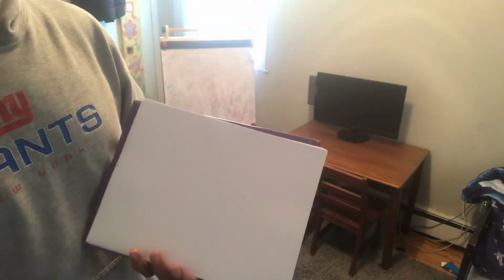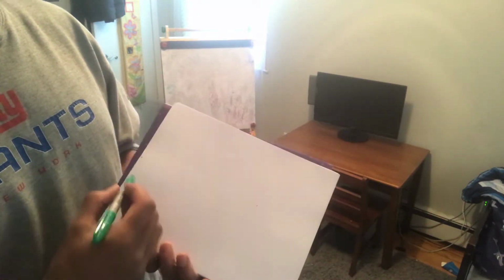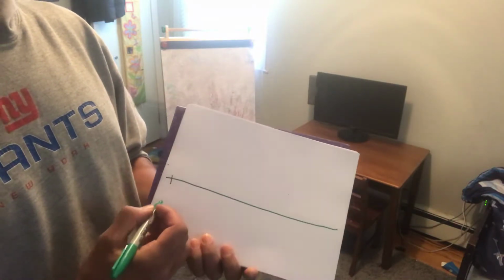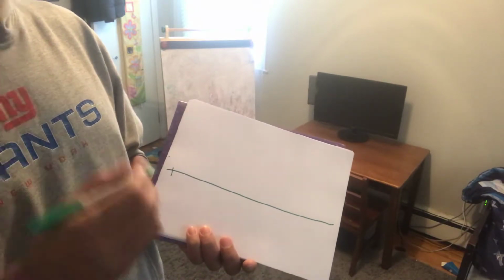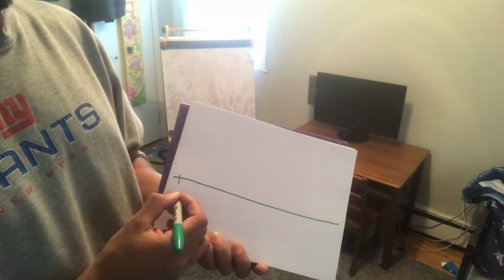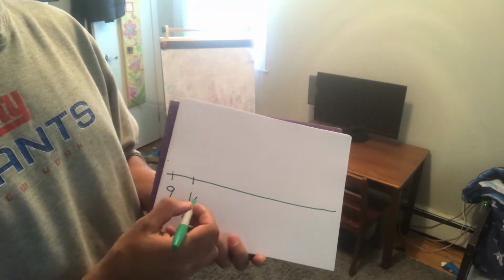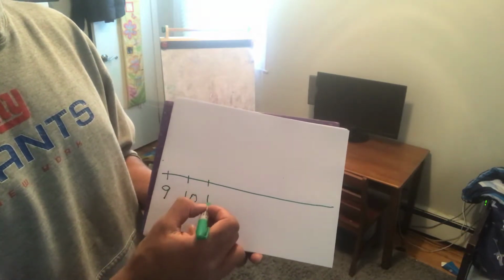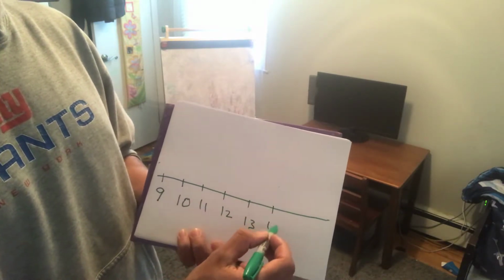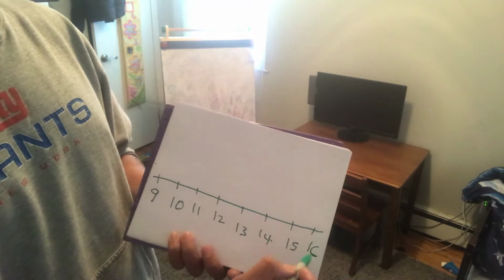All right. Okay, so let's continue. We can do some more big problems with adding. Let's suppose I can start my number line anywhere. I can start at 9. What comes after 9? 10. What comes after 10? 11, 12, 13, 14, 15, 16.